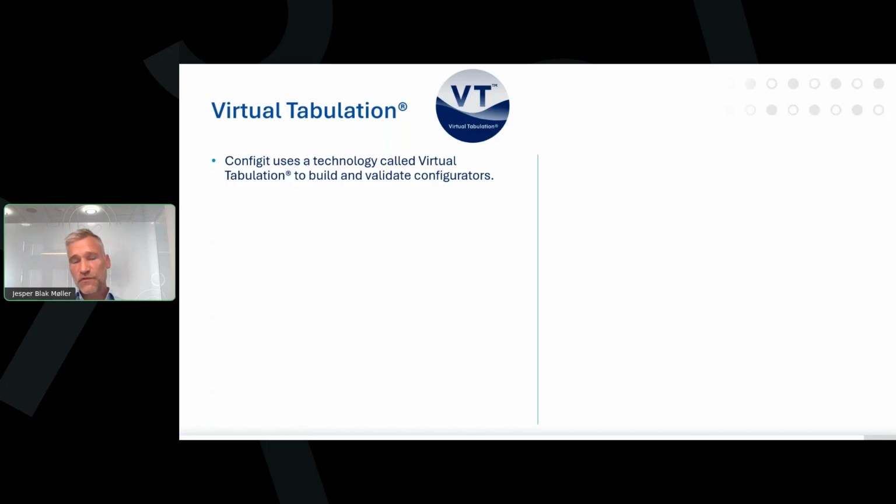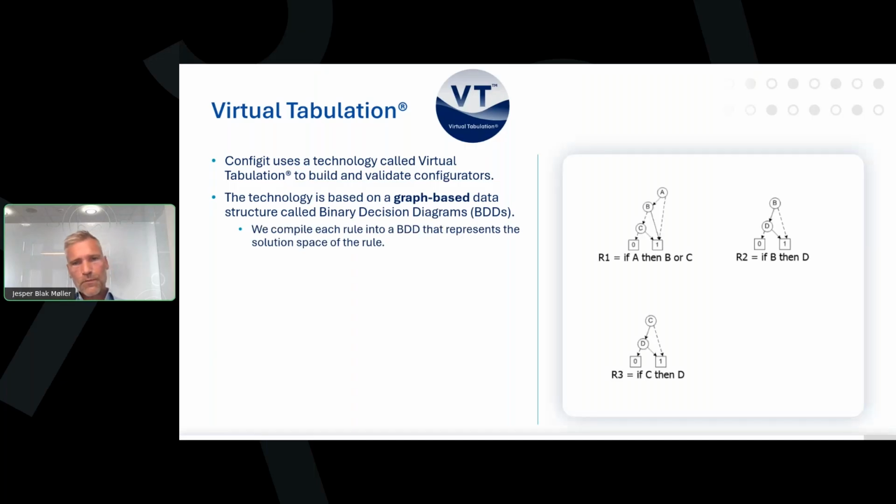The answer is you use smarter data structures and efficient algorithms. So Configit has invented a new technology called virtual tabulation, and that's designed to build and validate configurators. The technology is based on a graph-based data structure called binary decision diagrams, or BDDs. And when we compile a product model, we first construct small BDDs for each of the rules, and each BDD then represents the solution space of each rule. And here you see some simple examples.